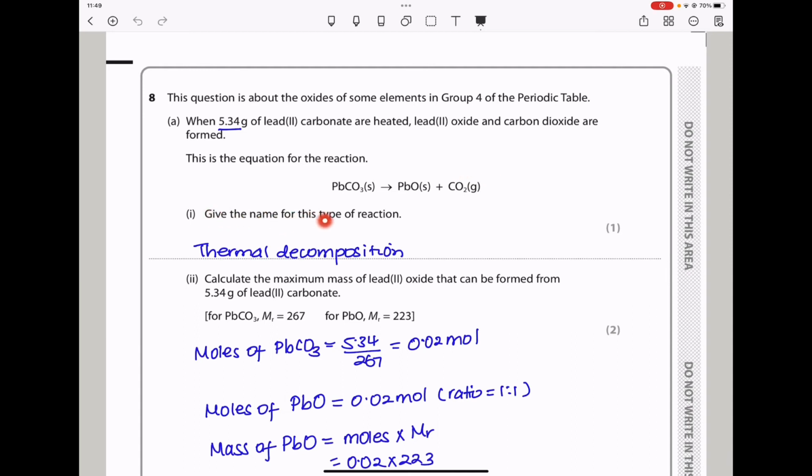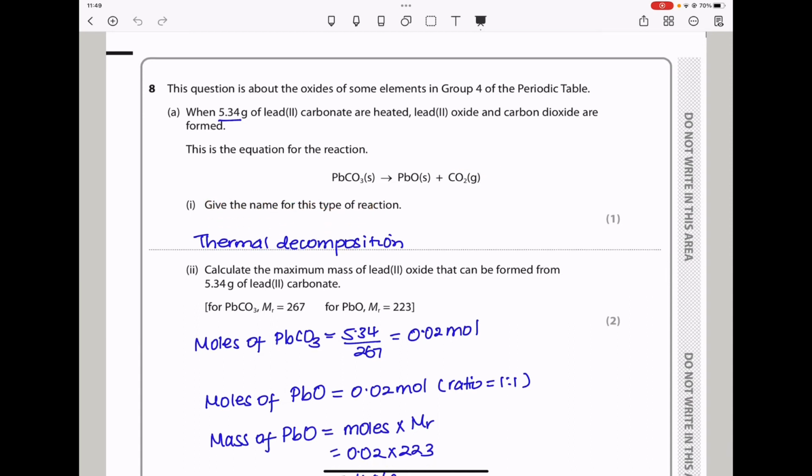They say give the name of this type of reaction. This type of reaction is thermal decomposition. When metal carbonates decompose, we get metal oxide and carbon dioxide.